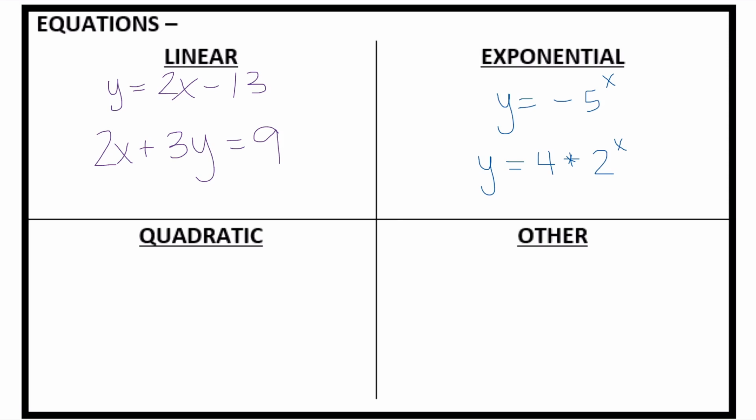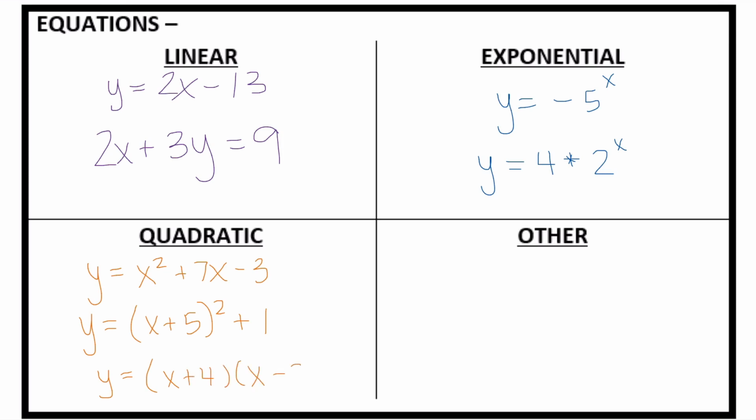Now, a quadratic function is whenever the biggest exponent is 2. So like x squared plus 7x minus 3. The biggest exponent is 2, so it is quadratic. It could also look like y equals (x plus 5) squared plus 1. The biggest exponent is 2. It could also look like (x plus 4) times (x minus 2).